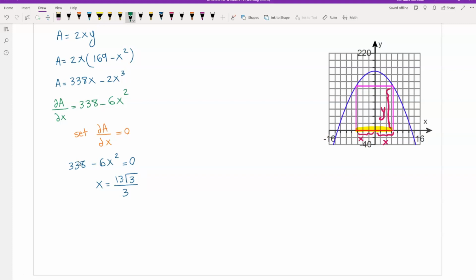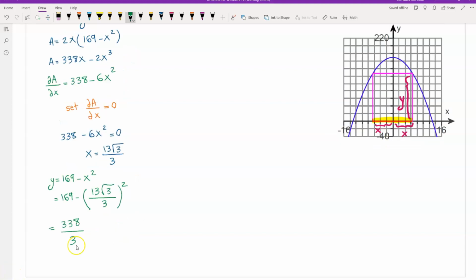Now finding y. So y is equal to 169 minus x squared. So that is equal to 169 minus 13 times square root of 3 divided by 3, squared. And that's equal to 338 divided by 3.